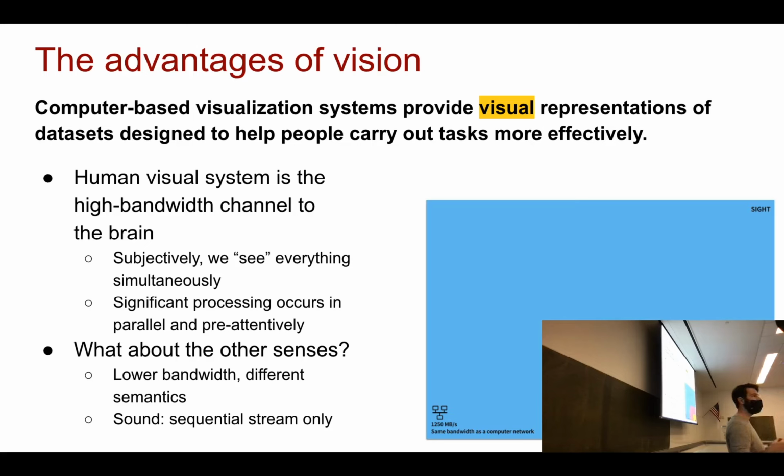If multiple people are talking, it's difficult to separate those and interpret them. So sound is sequential. The human visual system is just different compared to our other senses. Visualization takes advantage of that.